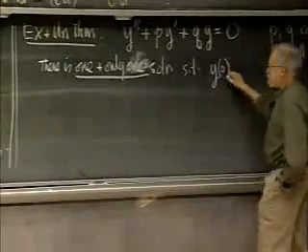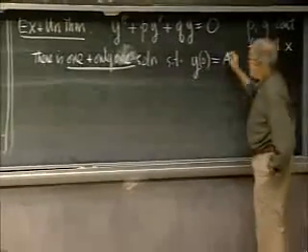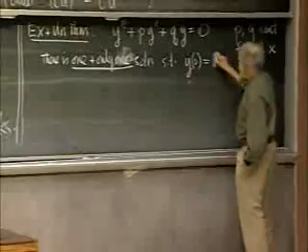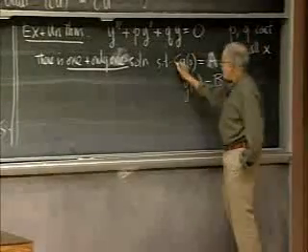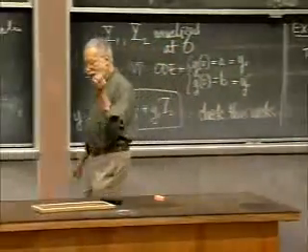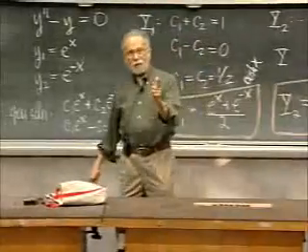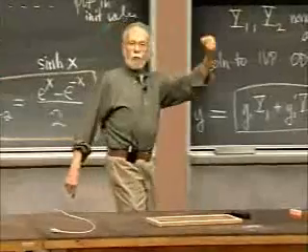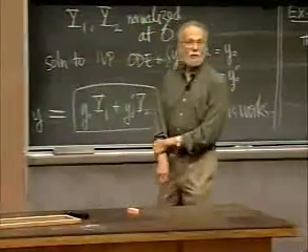such that y of 0 is equal to some given number a, and y prime of 0 equals b. The initial value problem has one and only one solution. The existence is it has a solution. The uniqueness is it only has one solution. If you specify the initial conditions, there's only one function which satisfies them and at the same time satisfies that differential equation.